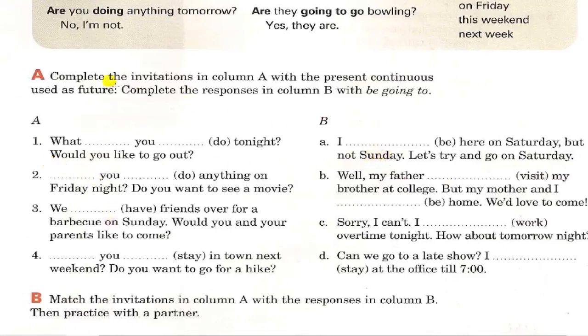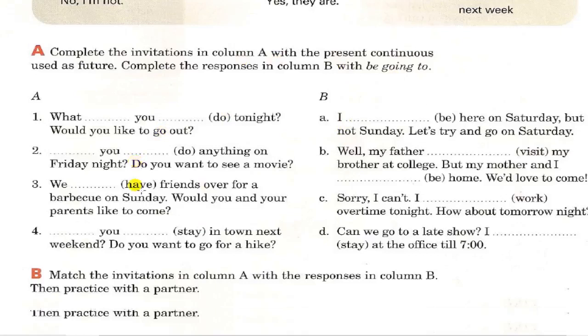A and B. A. Complete the invitations in column A with the present continuous. Use this future. Complete the responses in column B with be going to. You have A and B. A, present continuous. B, be gonna or be going to. One minute, try to answer.